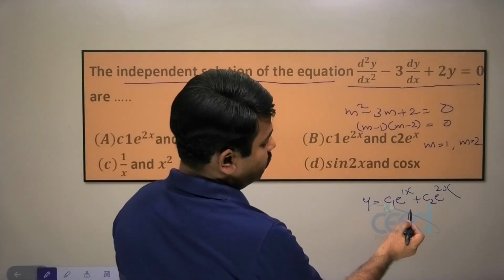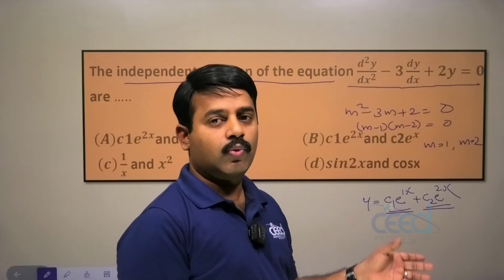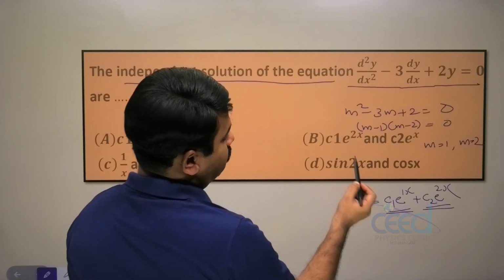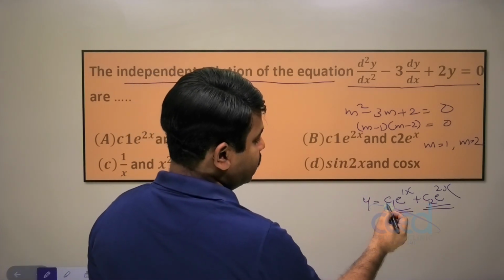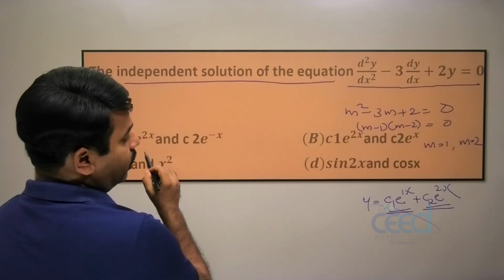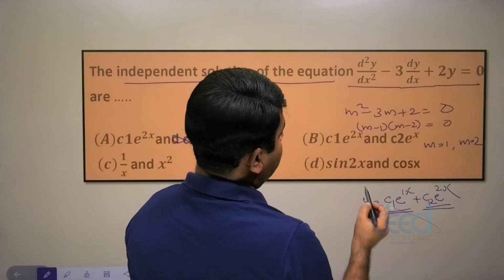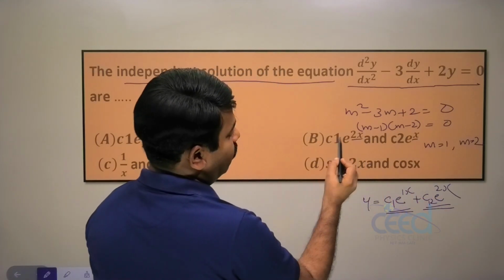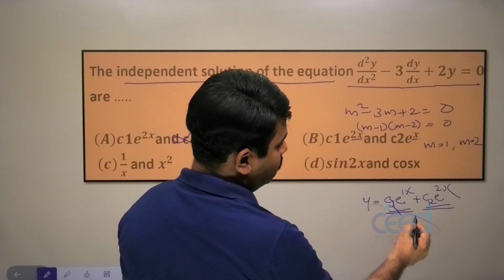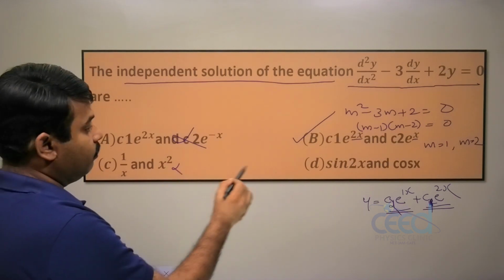So independent solution means this is one part of the solution, this is another part. So two terms are present in the solution. This is known as complementary function, right? Then c1 e raised to 2x, c2 e raised to x, where the constants can be any value. Both are plus only. Then you consider this constant as c2, this constant as c1, no issue. Then this option is correct, and the others are not given.